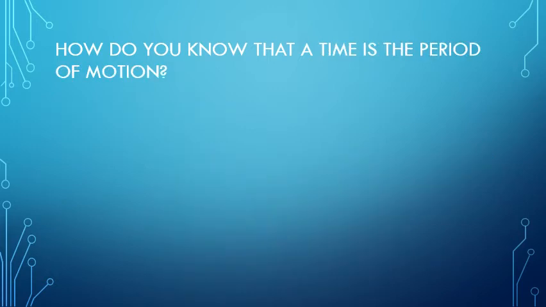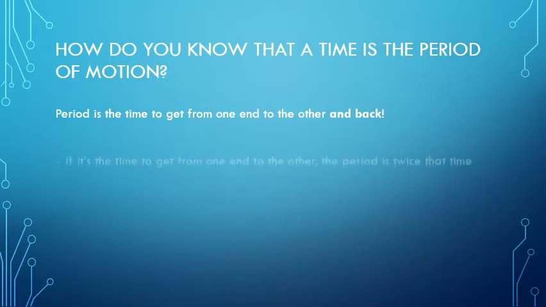Now, how do you know the time is the period of motion? Again, the period is the time to get from one end to the other and back. So it's the time, if it's a pendulum, to start on the left edge, swing over to the right edge, and then swing back over to the left edge. That's how you know it's a full period.